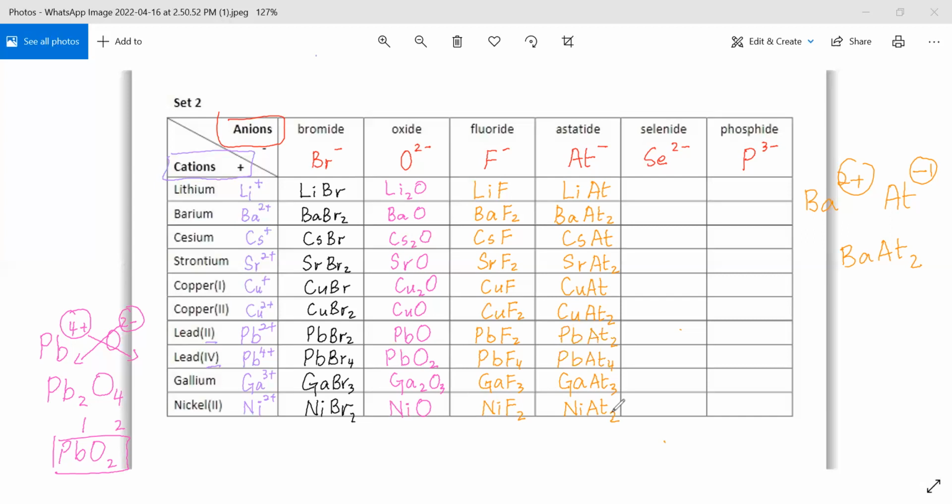Two more columns. For lithium selenide, what is that? Li2Se, correct. Yes, Ishan next. BaSe. Okay, barium selenide. You can actually say the name along the way so you get more familiar with that. Next. Cs2Se. Okay, group one. Next. SrSe, good.